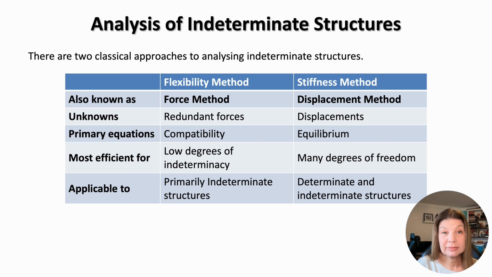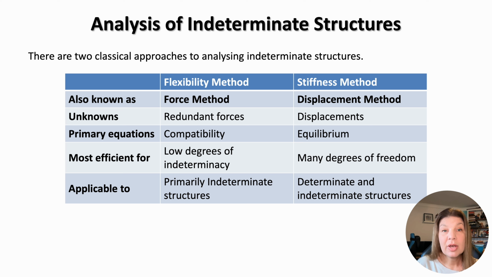summarized in this table. The first is the flexibility method, which is also known as the force method. As the name suggests, the unknowns are the redundant forces. The method is based primarily on compatibility, making it most efficient for structures with a low degree of indeterminacy. Consequently, it is used primarily for statically indeterminate structures. The second method is the stiffness method. It is also known as the displacement method.